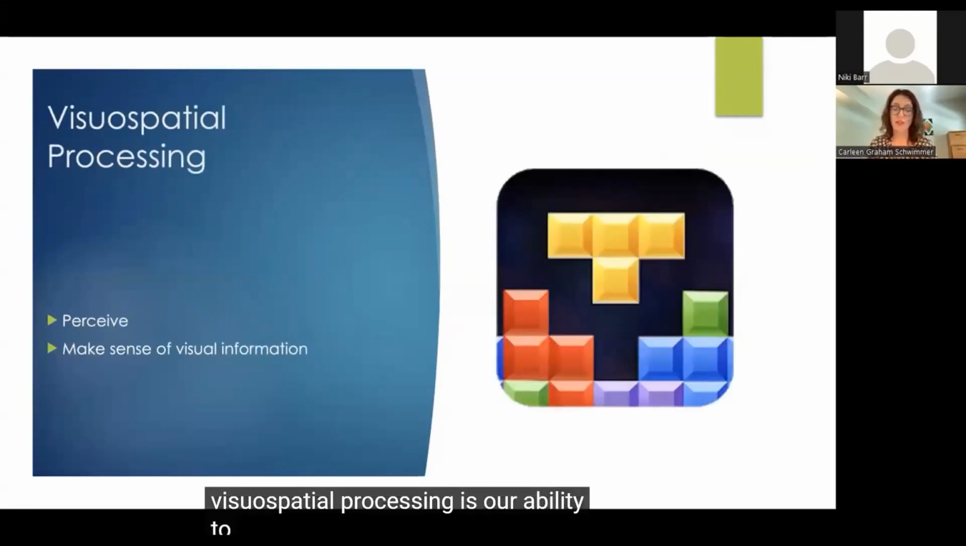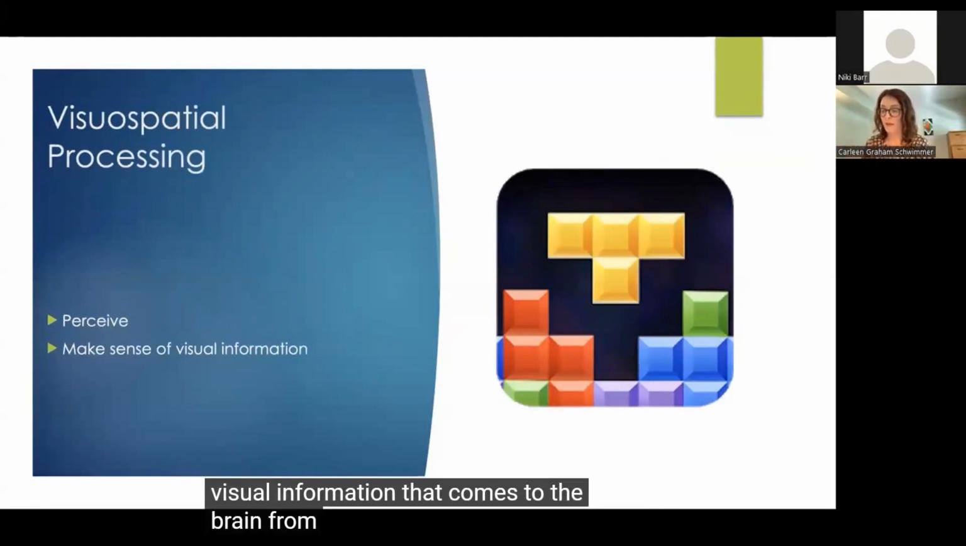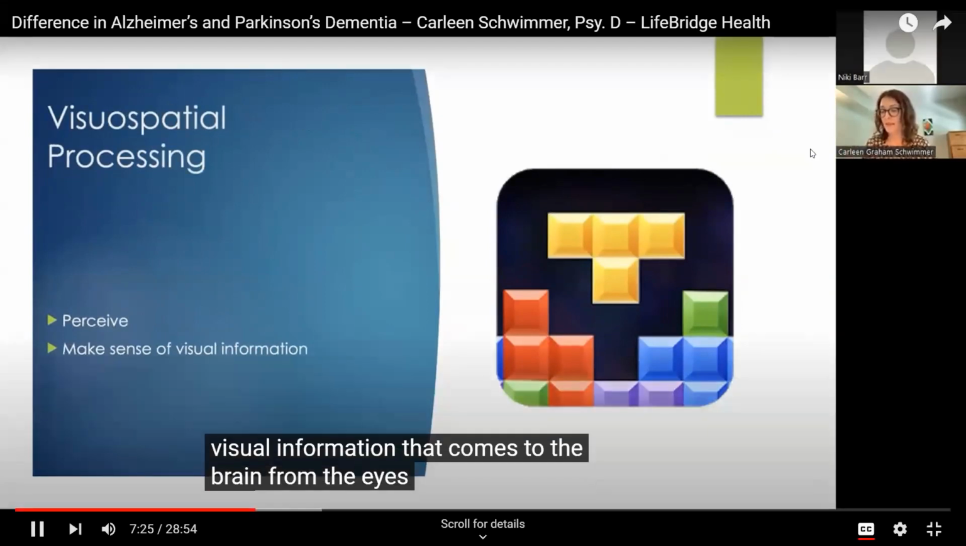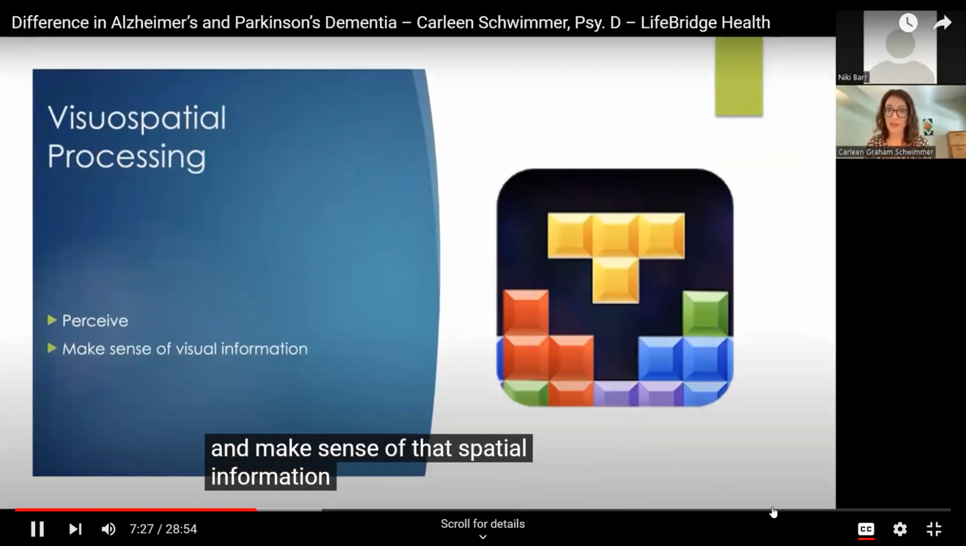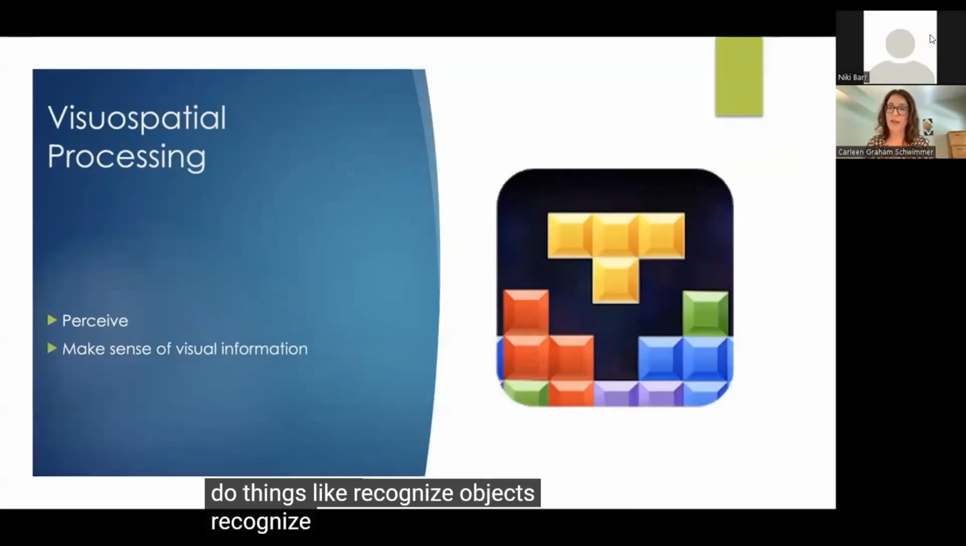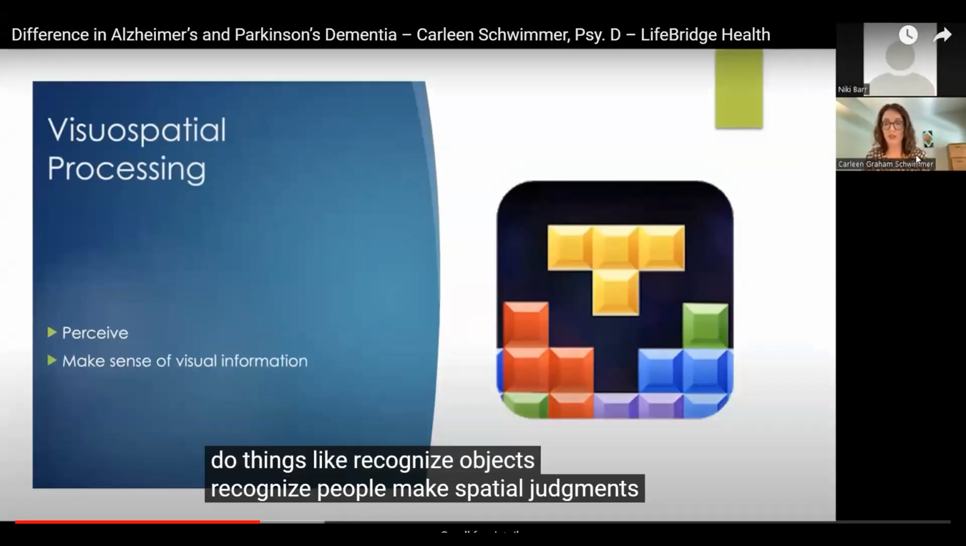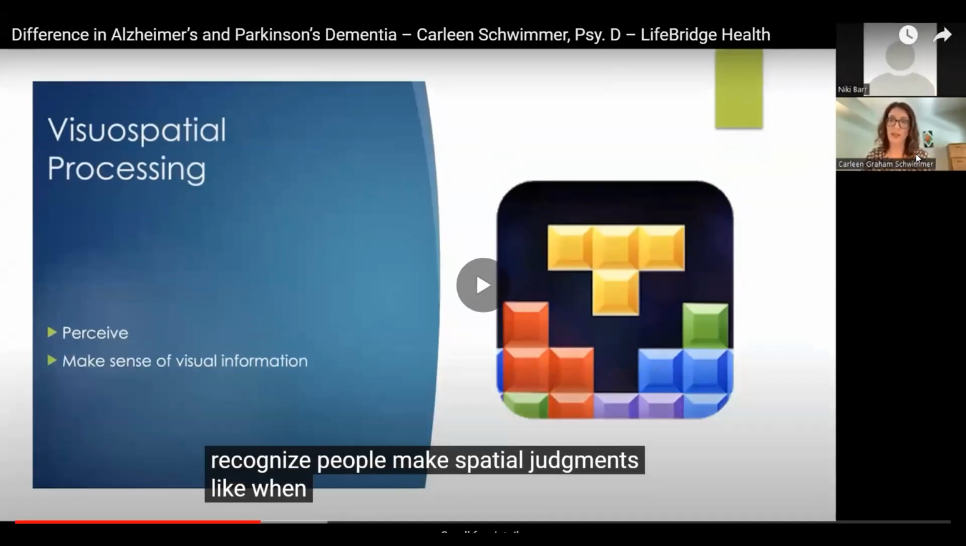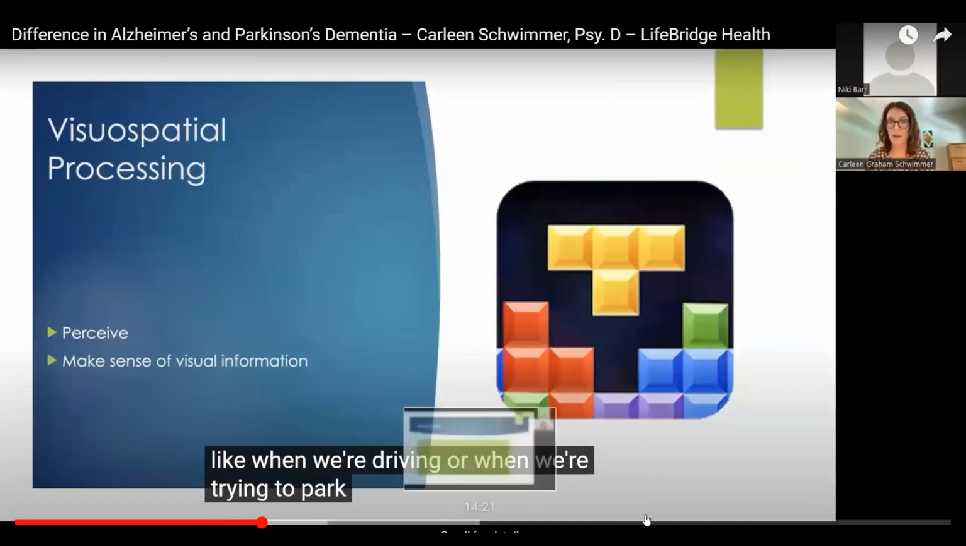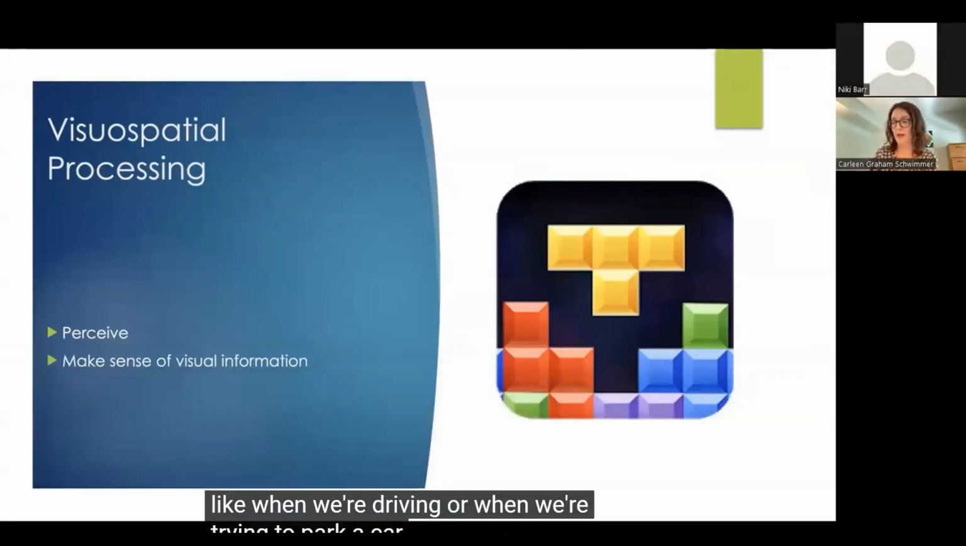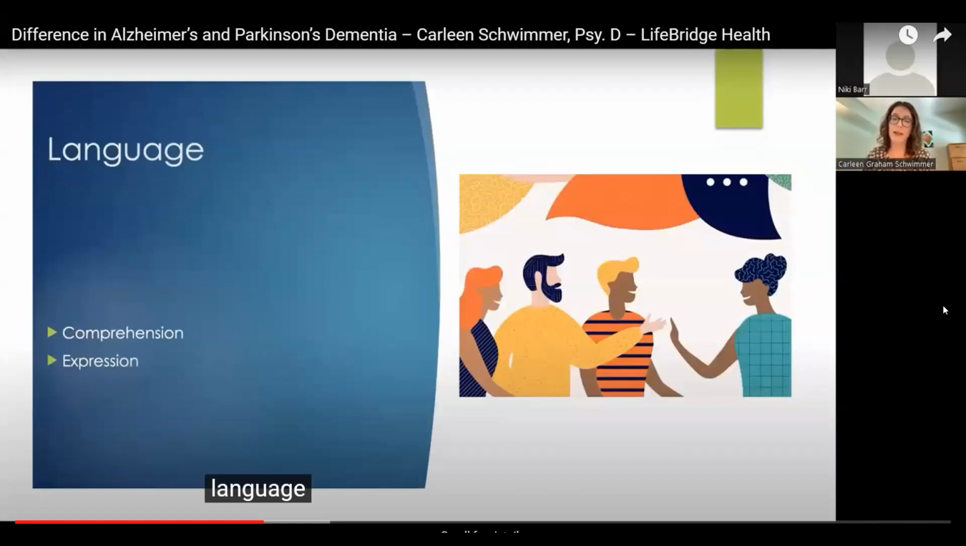Visuospatial processing is our ability to take visual information that comes to the brain and make sense of that spatial information to do things like recognize objects, recognize people, and make spatial judgments, like when we're driving or when we're trying to park a car. I'm not good at that.